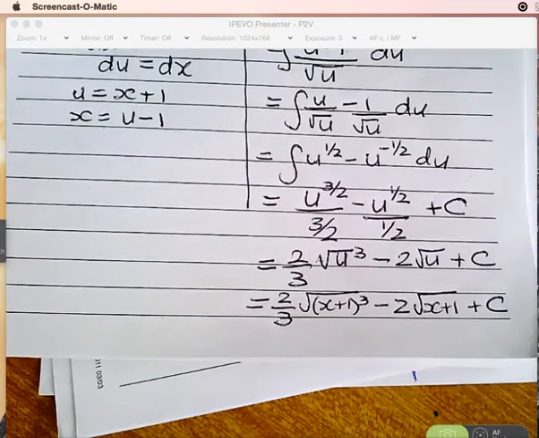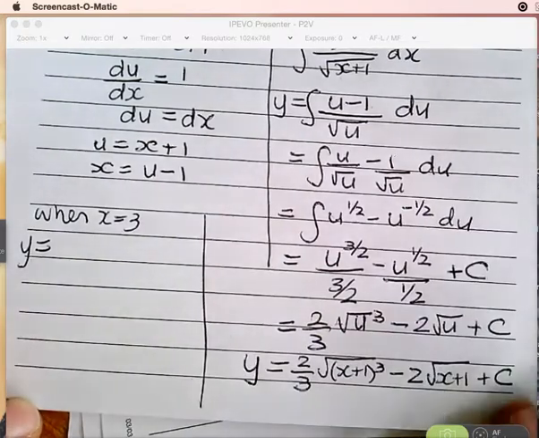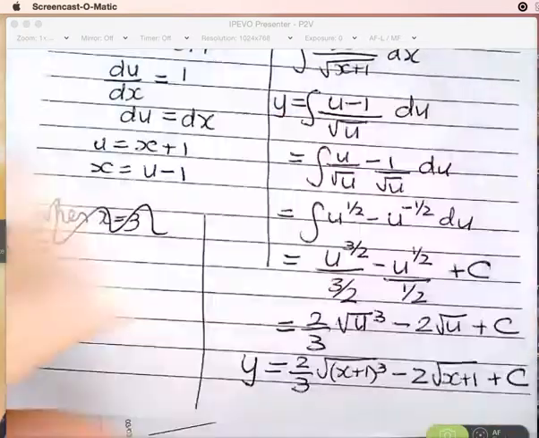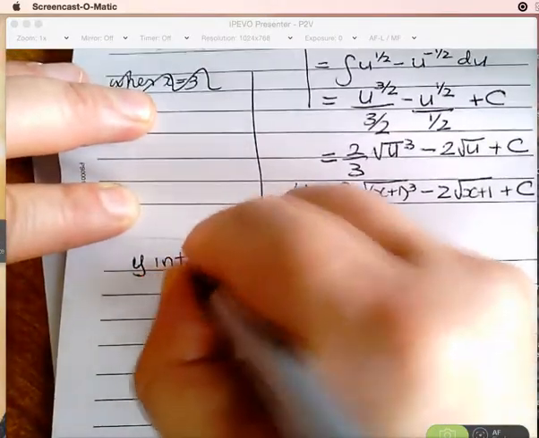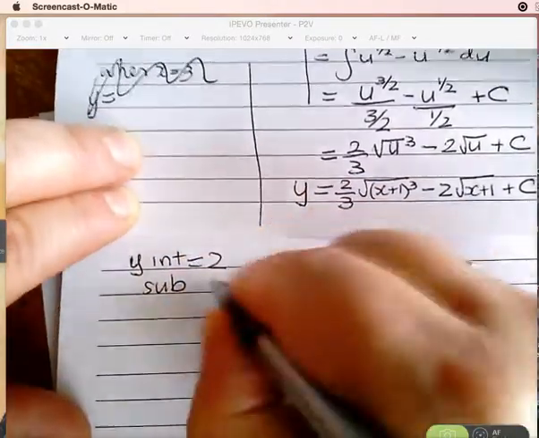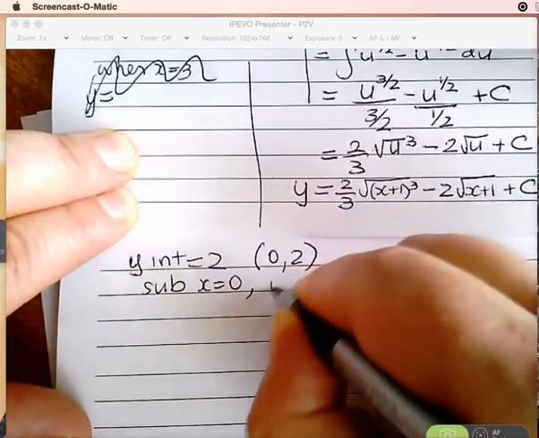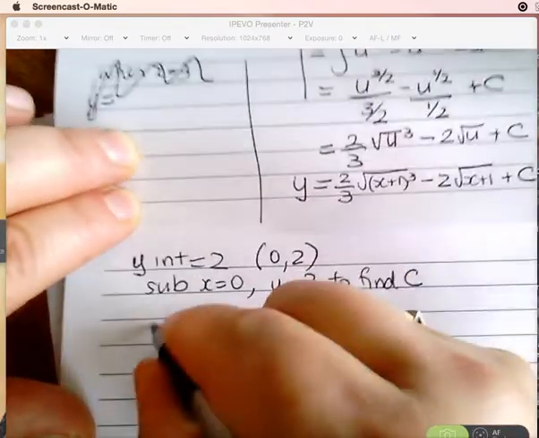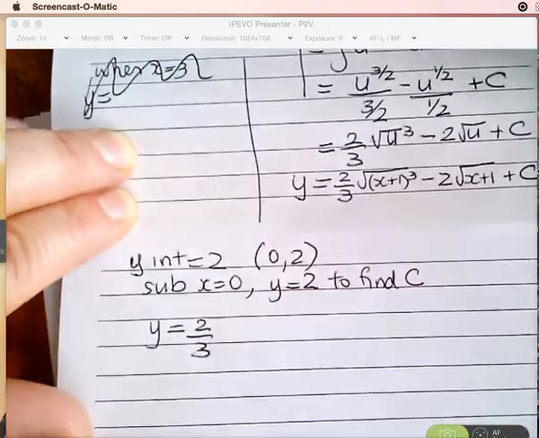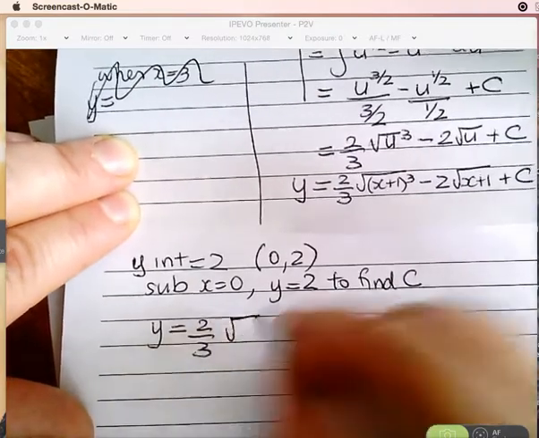No? Now, oh, we're not finished. We need to work out what c is. Well, c is 2 because the y-intercept equals 2. So you can sub, y-intercept is the point 0, 2, sub x is 0, y equals 2 to find c. So you get y equals, actually girls, it's not 2. It's not, because have a look. Don't ever make that mistake, have a look.